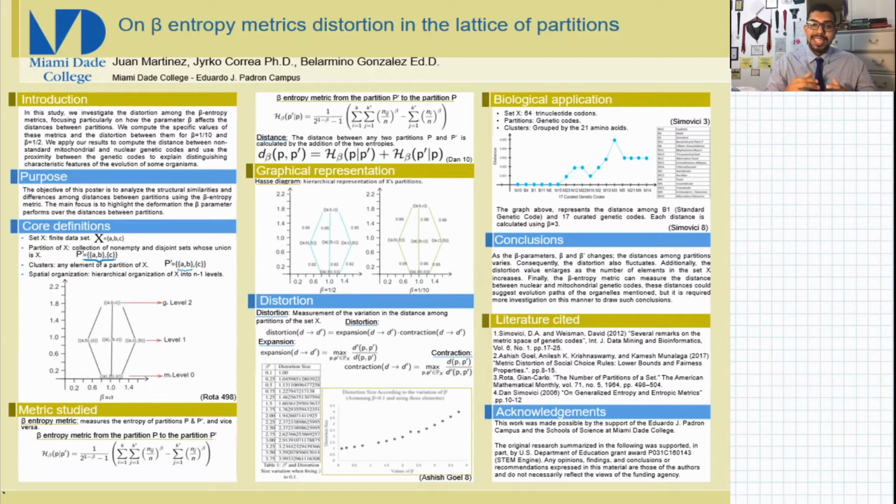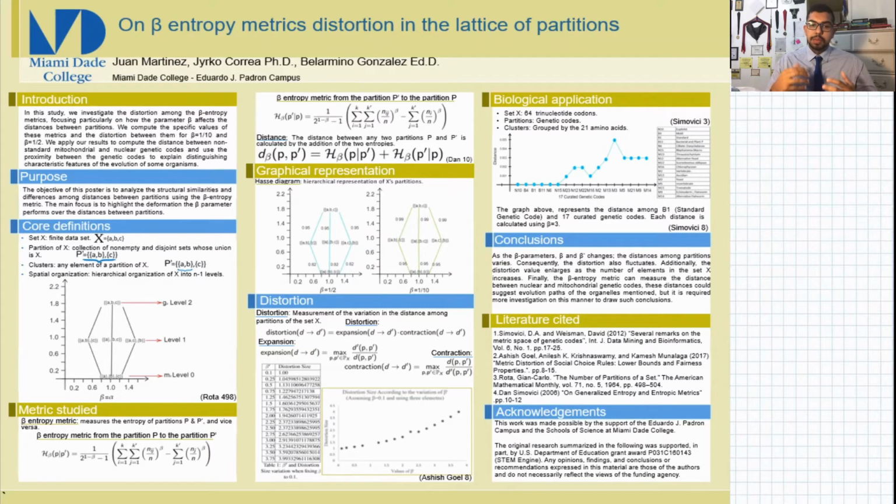In this study we investigate the distortion among beta-entropy matrices, focusing particularly on how the parameter beta affects the distances between partitions. We compute the specific values of this matrix and distortion between them using beta equals 1/10 and beta equals 1/2. We applied our results to compute the distances between non-standard mitochondrial and nuclear genetic codes and use the proximity between the genetic codes to explain these distinguishing characteristic features in the evolution of organisms.